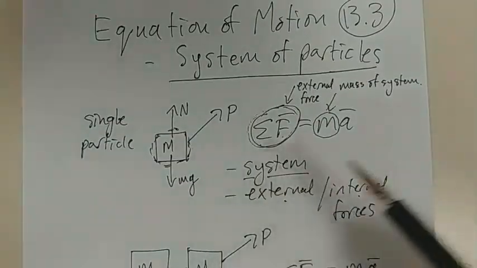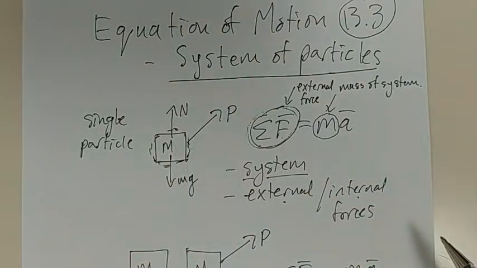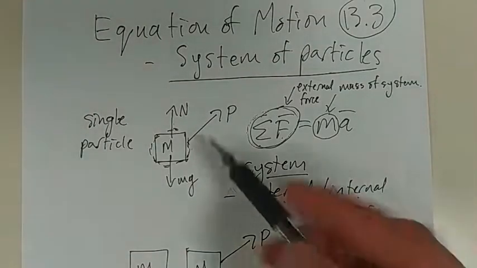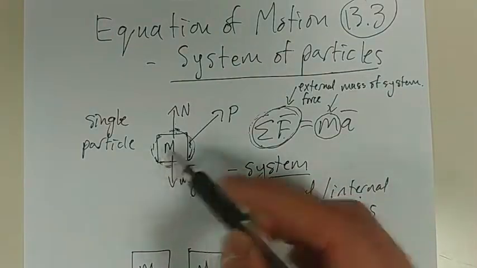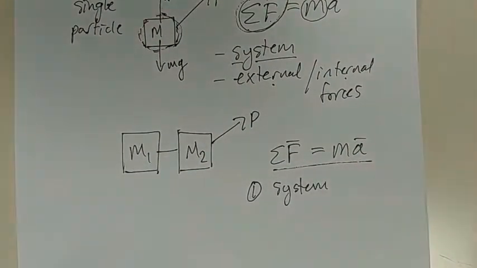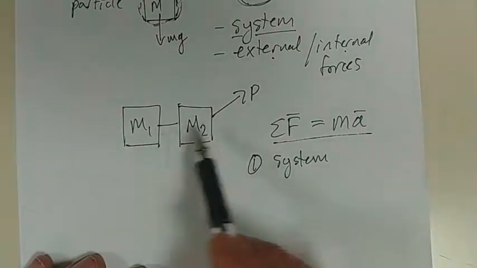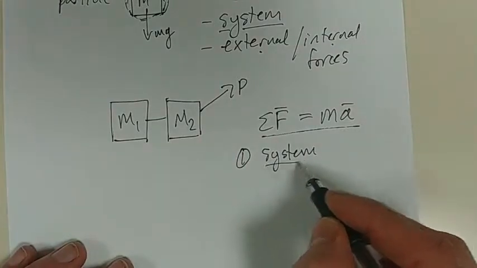Right, it's obvious when we're working with a single particle what our system is, right? You don't even need to think about it. You've been doing it automatically. You've been defining your system. You've just been looking at that one particle, and this applies just to that one particle. But now we've got more than one particle, so we've got a system of particles. We need to define what is our system.